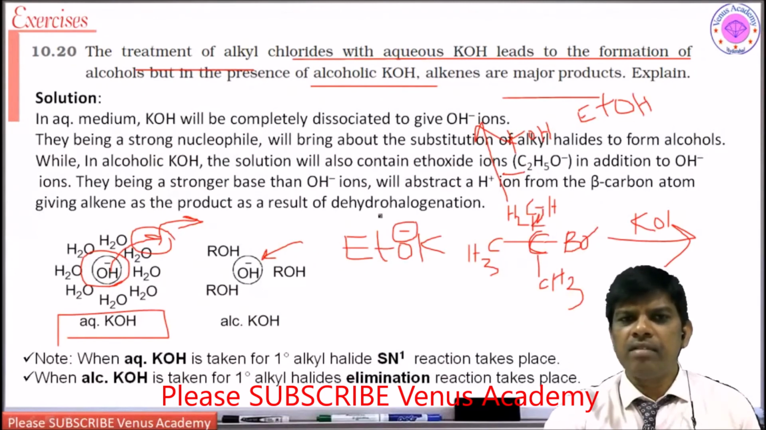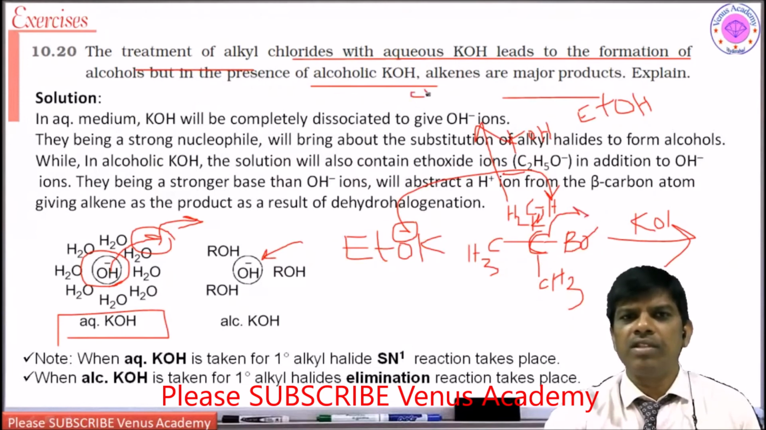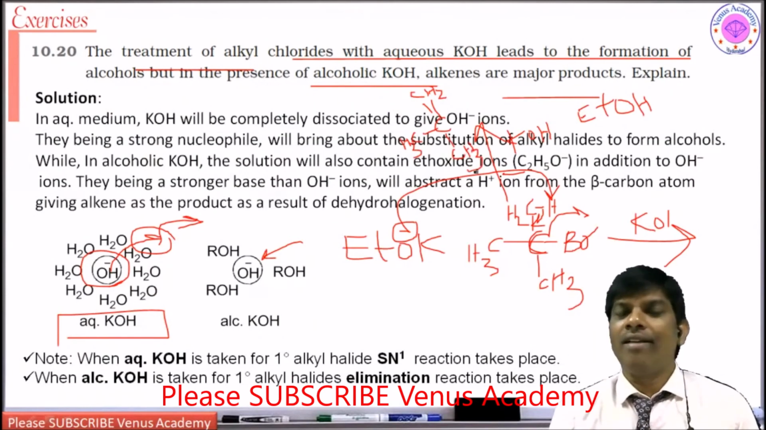Elimination means this potassium ethoxide is going to abstract this proton to give this double bond, and it is going to go out as HBr, right? To give CH2=C(CH3)2. So this you are going to get when you are using alcoholic KOH.